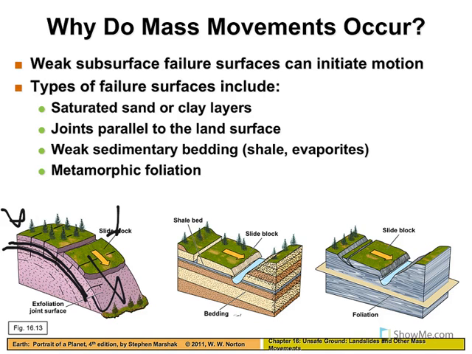We can also have very weak bedding in between here. So maybe these contacts are very, very weak, or it's got a weak rock sitting in between the two. So you can easily get movement occur right along that weak bedding plane.